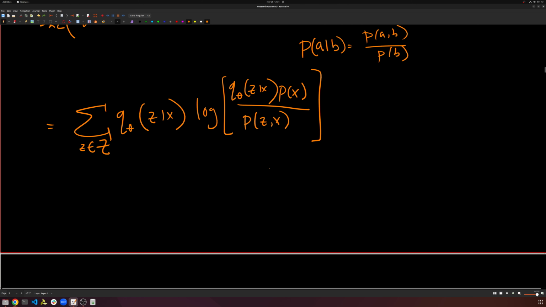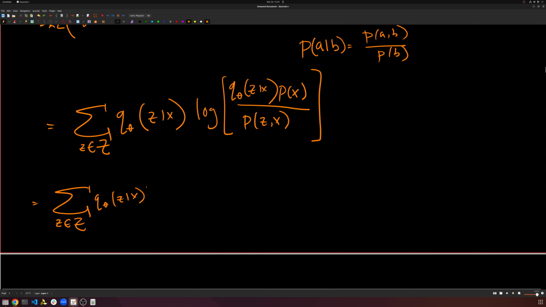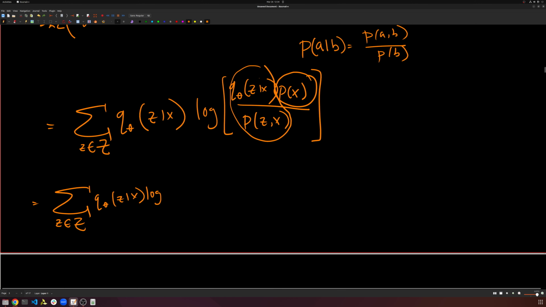Now that we have this, we can go ahead and separate some stuff out. Log of A times B is again log A plus log B. So let's do that. We can do the sum over z of Q theta z given x, log. I'm going to keep these two things together, and then I'm going to separate the P of x out. So it's going to be this times this.